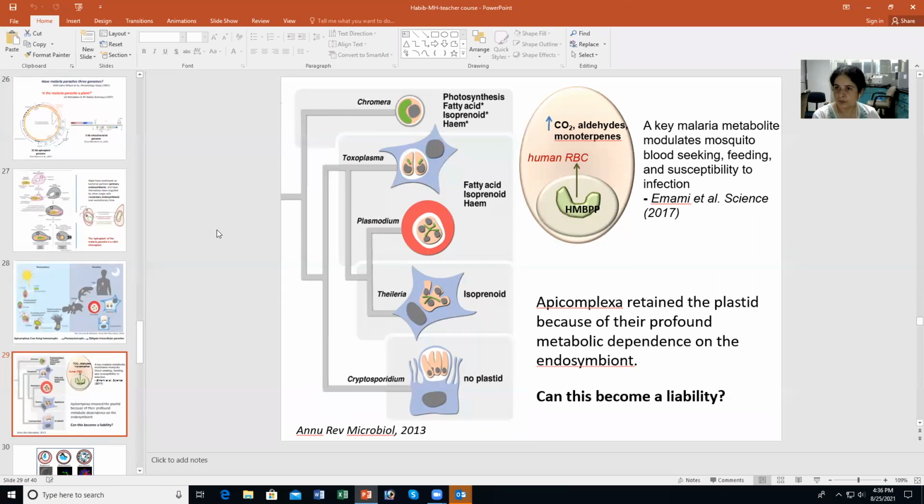But what does it do? Why is it essential for the parasite if it does not photosynthesize, right? So it does other things. Chromera velia photosynthesizes, but if you come to the apicomplexan parasites, they do not photosynthesize. The apicoplast does not have photosynthesis.